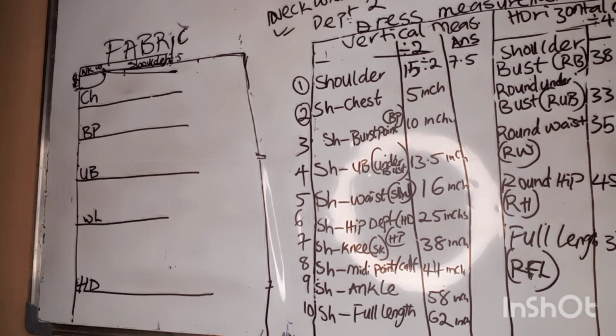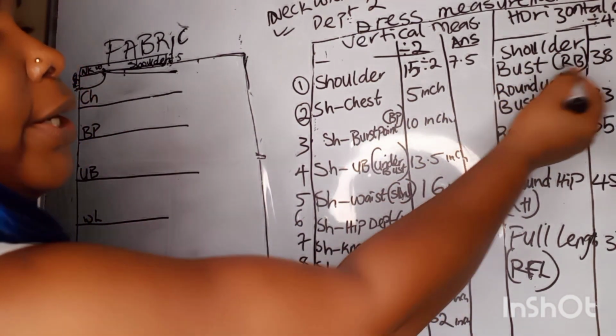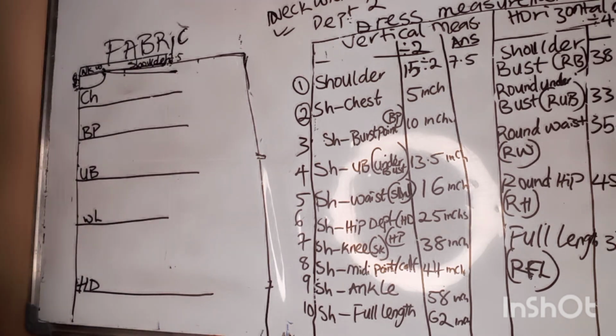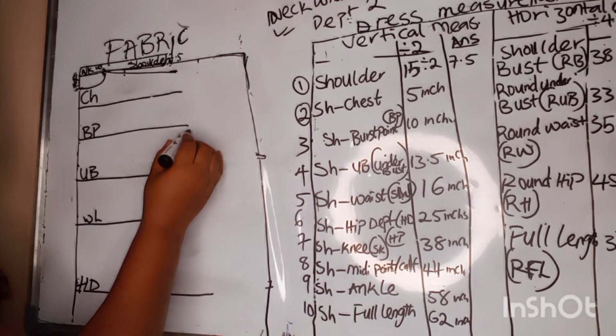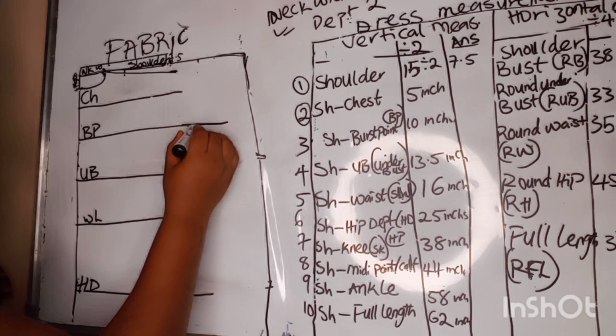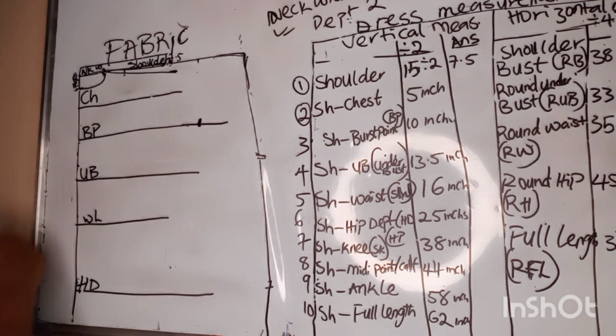And then the next thing is for you to take your body horizontal measurement. We say your bust circumference is 38 divided by 4 will give us 9.5. Let's say that this is our bust point, and this is where we have our 9.5, right? This is where our 9.5 stops.